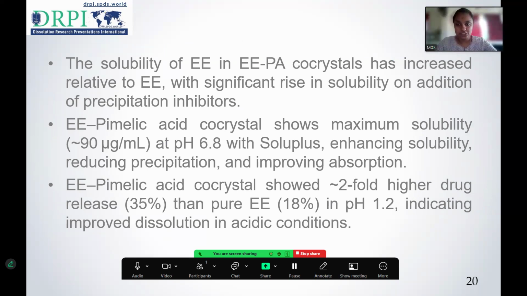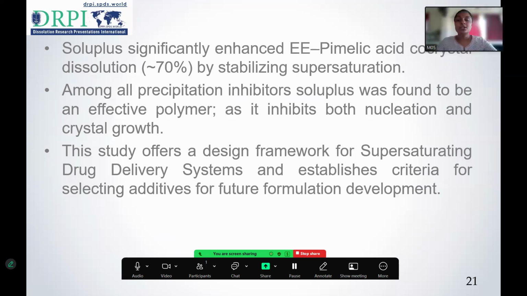with a significant rise in solubility on addition of precipitation inhibitors. This co-crystal shows maximum solubility at 6.8 pH with Soluplus, which is enhancing the solubility, reducing precipitation, and improving absorption. The co-crystal shows twofold higher drug release than pure drug in 1.2 pH, which is indicating improved dissolution in acidic conditions. Soluplus significantly enhances the co-crystal dissolution by stabilizing supersaturation.